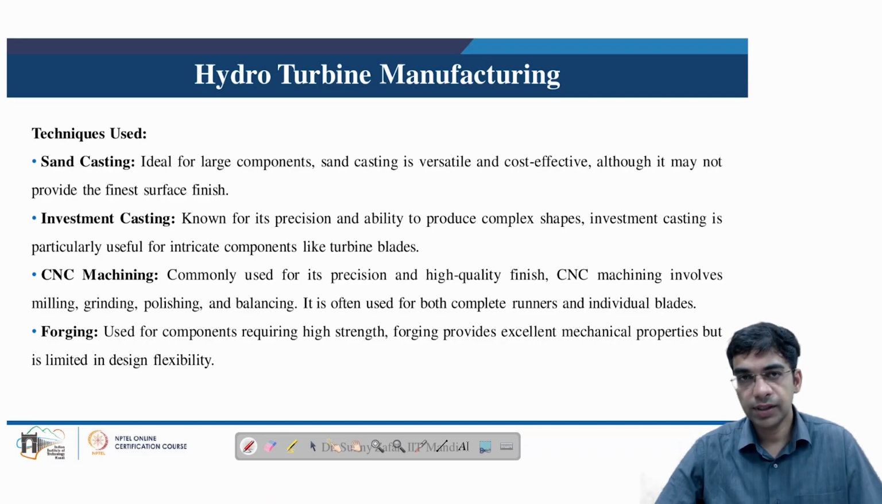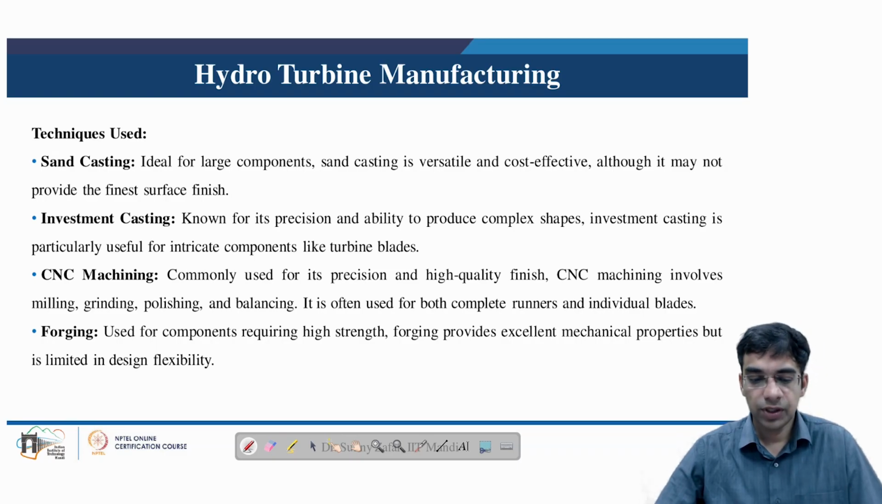The fourth process that comes into the picture in manufacturing of hydro turbines is forging. Forging, as we know, is a material deformation process where forces are applied so as to induce stresses which are beyond the yield strength, but of course below the fracture strength. So all these processes function in the plastic deformation regime of the materials.